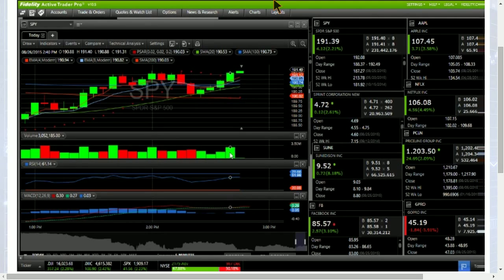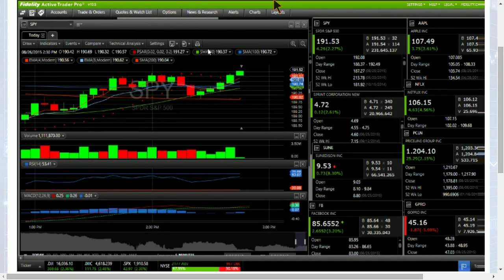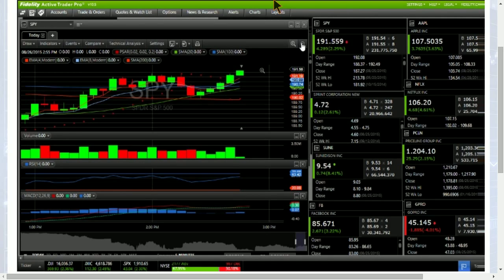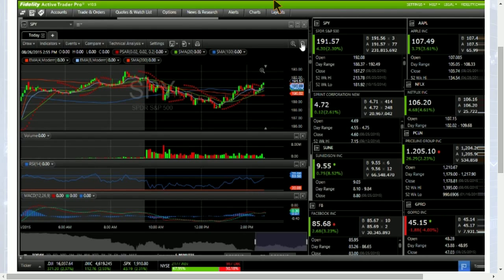191.39. 41. Just need a couple pennies. And there it is. Boom. Bullish break. Here we go. Alright. So looking great for the SPY bulls here. Looking great for a strong close into the end of the day as suggested.